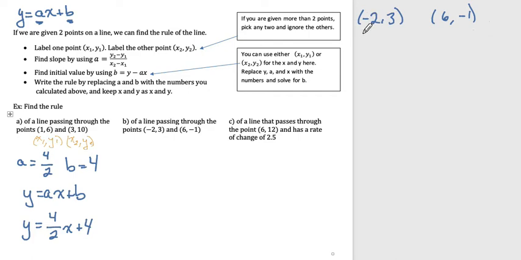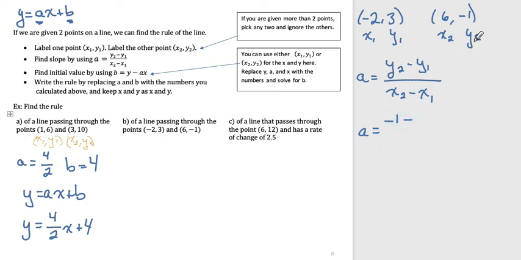We'll pick one point and label it x1, y1. We'll pick the other point and label it x2, y2. The ones go together and the twos go together. So A is y2 minus y1 divided by x2 minus x1. So let's substitute in what we know. A is y2, -1, minus y1, 3, divided by x2, which is 6, minus x1, which is a -2.